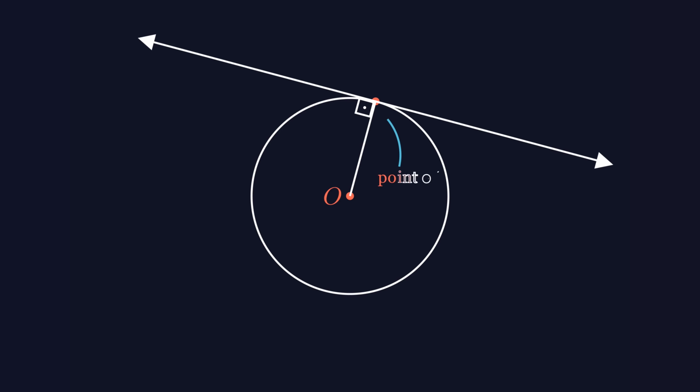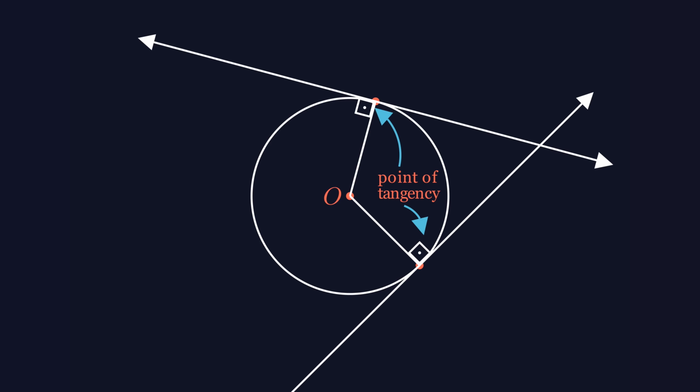We mentioned earlier that a tangent touches the circle at a single point. This point is called the point of tangency. A radius drawn from the center to the point of tangency is always perpendicular to the tangent. Let's draw another tangent. As you can see, it also forms a right angle.